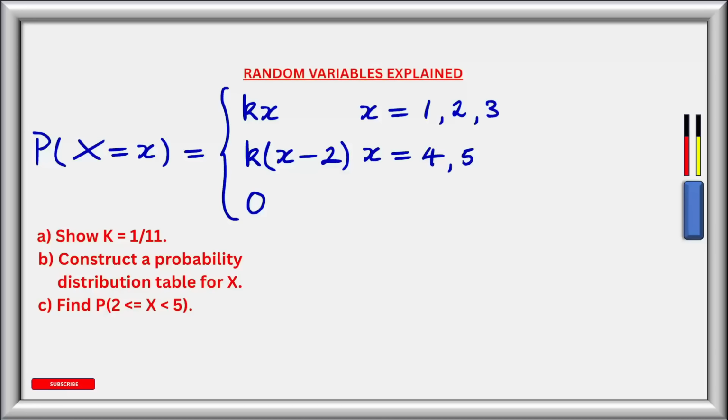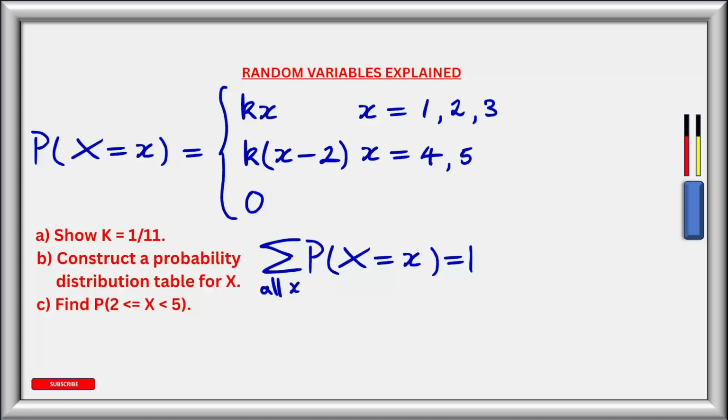Now let's look at some problems related to discrete and continuous random variables. So in this first problem, we have a discrete random variable x, and it has a probability distribution given by k multiplied by x when x is 1, 2, or 3, and k into x minus 2 when x is 4 and 5. And for all other values of x, it's 0. In part A of the question, we're asked to show that k is equal to 1/11th. In part B, we're asked to construct a probability distribution table for x. And in part C, we're asked to find the probability that x is greater than or equal to 2 and less than 5. If you'd like to play along, pause the video now.